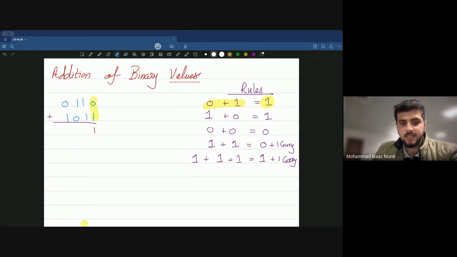Then the second part says that I have double 1. I have 1 1. So I'm basically adding 1 and 1. So 1 plus 1 is what? 1 plus 1 is basically a 0 and a carry. So I'll be writing a 0 up here, and this 1 is going to go up as a carry.